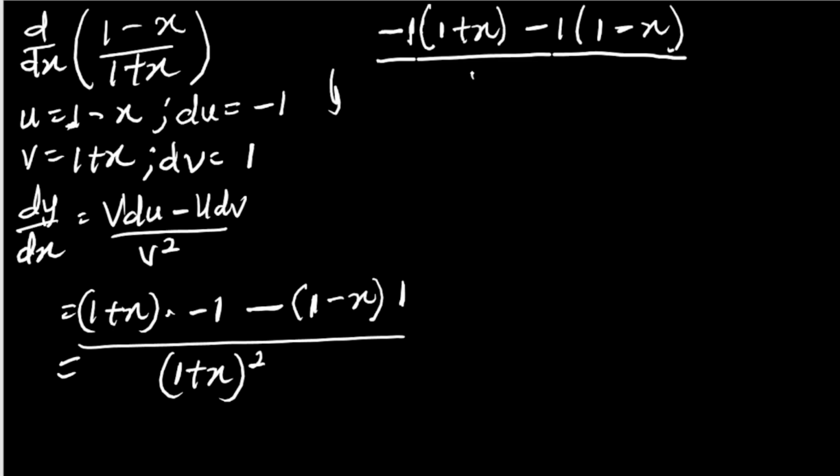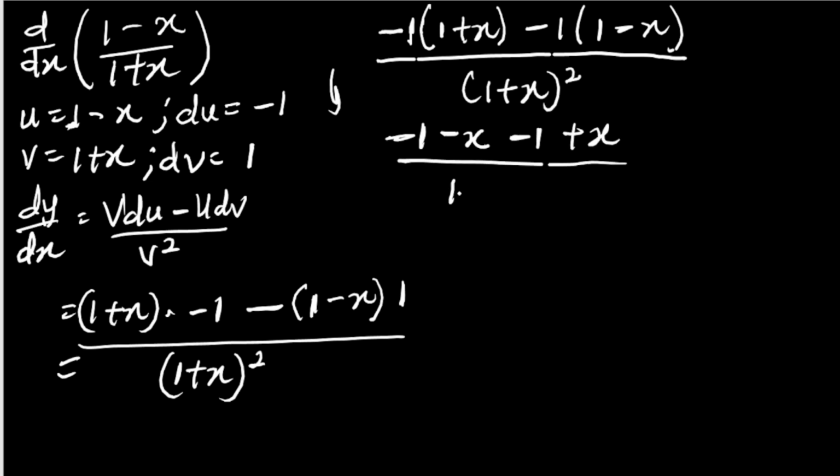I hope you understand that. This will be 1 plus x all squared. Now, we can use this negative 1 to open the bracket, which will be minus 1, then minus 1 multiplied by x is minus x. Then minus 1, that is minus times minus is plus, 1 times 1 gives us x. That is, this will be over 1 plus x all squared.